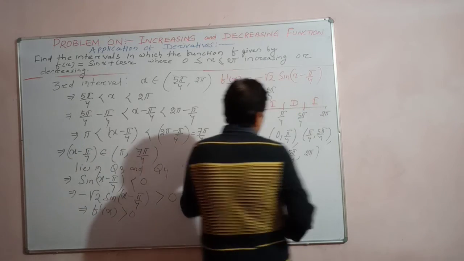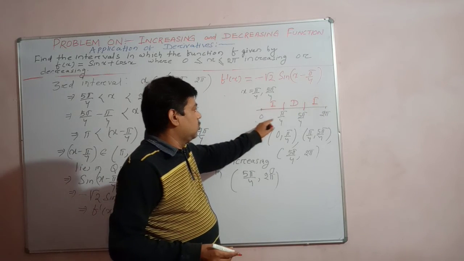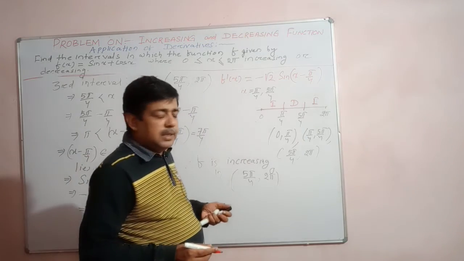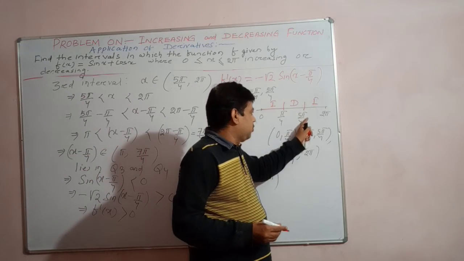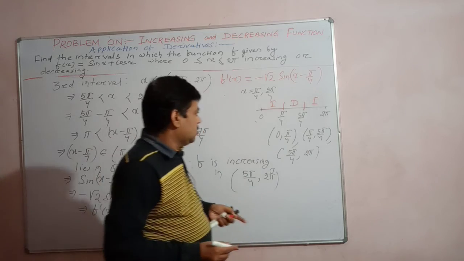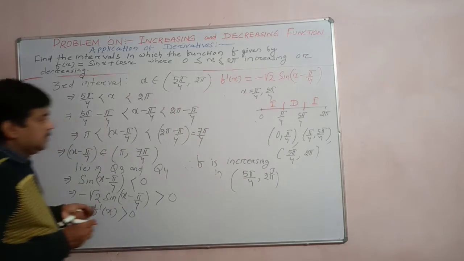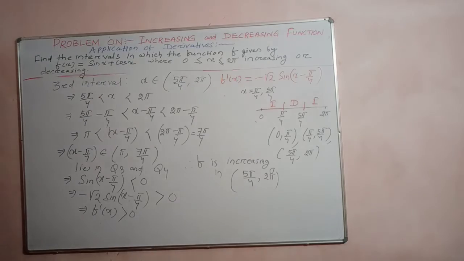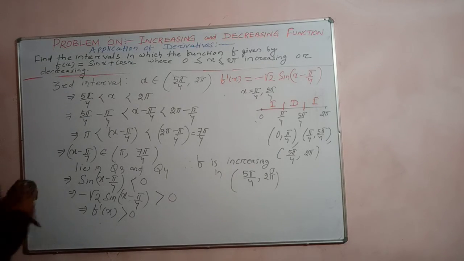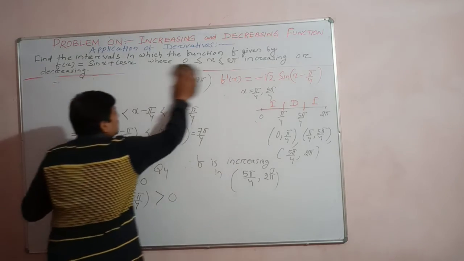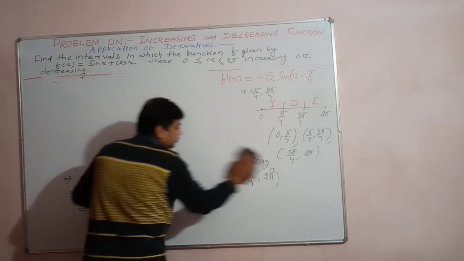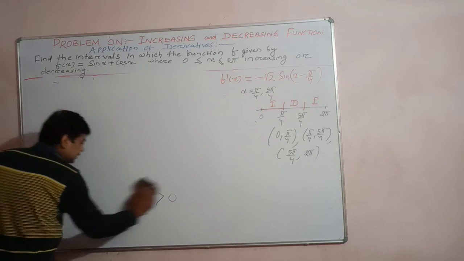Understand? So see, in the interval 0 to pi by 4, the function is increasing. Is it clear once again? And in the interval 5 pi by 4 to 2 pi, the function is also increasing. And in the interval pi by 4 to 5 pi by 4, the function is decreasing. Let us write our conclusion. What we got here?